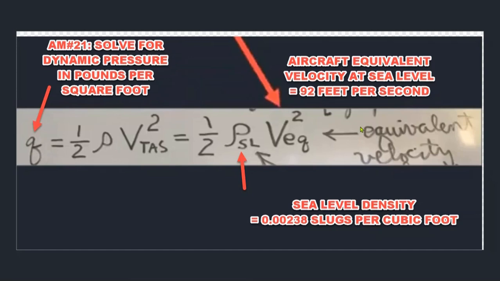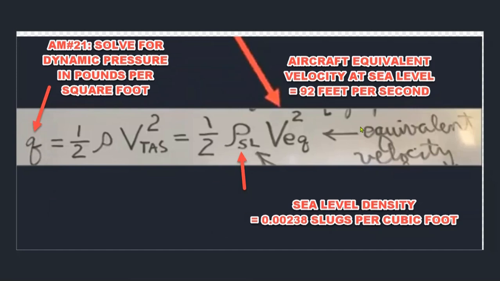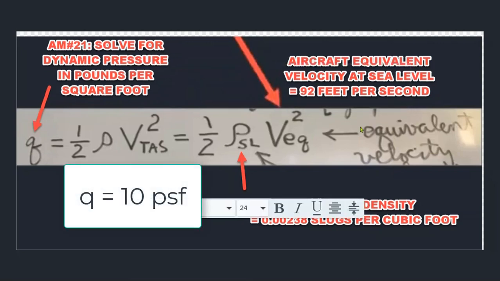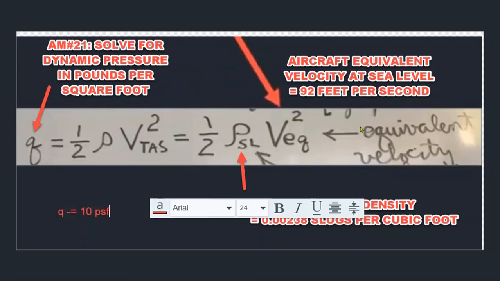AM number 21 is to solve for dynamic pressure if you're given the sea level density, it's just 0.00238 slugs per cubic foot, and the aircraft velocity at sea level, which is 92 feet per second. So if you substitute that into the formula, dynamic pressure equals 10 pounds per square foot.